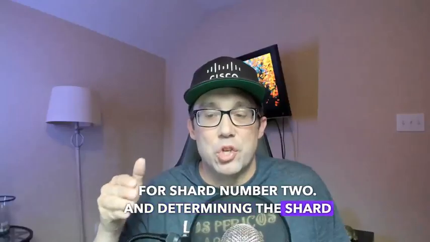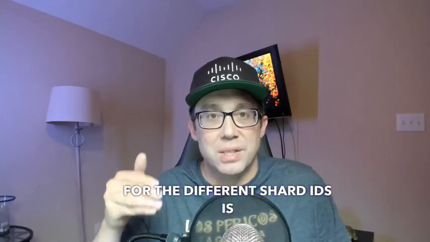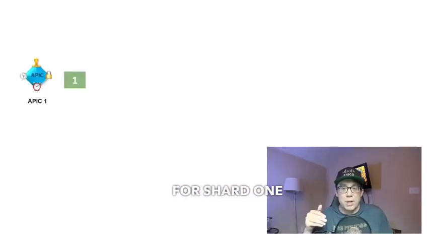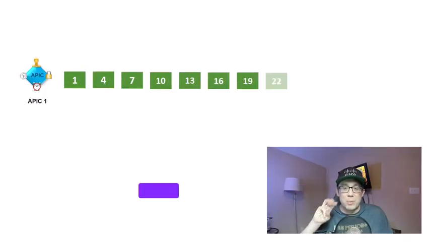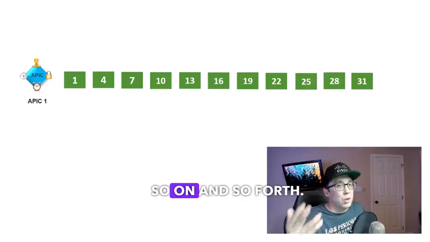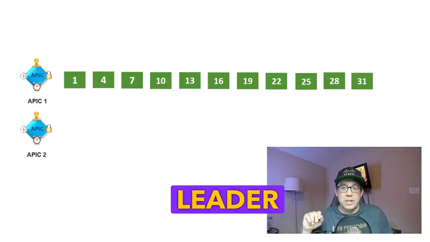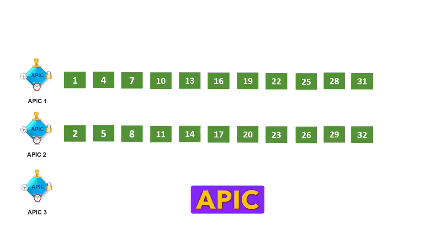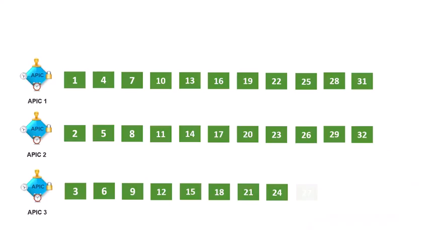And determining the shard leader for the different shard IDs is deterministic, meaning APIC 1 is the shard leader for shard 1, and every shard ID incremented plus 3 thereafter. So that would be shard 1, 4, 7, so on and so forth. And APIC 2 is the shard leader for shard 2, and every shard ID plus 3 thereafter as well. And APIC 3 is the shard leader for the remaining shard IDs.